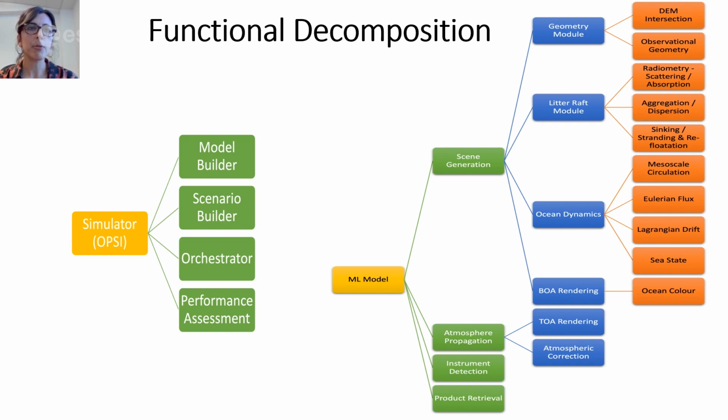We have broken it down into digestible chunks, and a top-level system architecture identifies a set of components that are needed to represent the domain model and the simulator platform. For example, the scene generation module is the critical component and the most complex, as we can see that it has different modules, such as, for example, the litter raft module or the ocean dynamics.